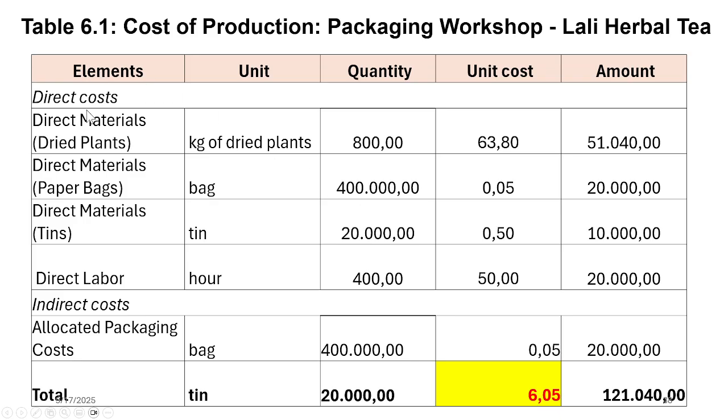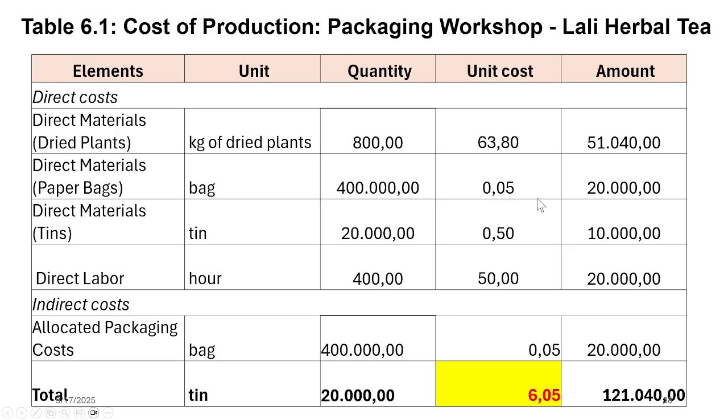Now if you look at the first part here, you can find the unit cost of the direct material, direct paper bag and the tin. In order to calculate the total amount of the direct material cost, you just multiply the unit cost that we calculated from last period by the quantity consumed. So you will have the total amount of direct material for plant as 51,040 euro.